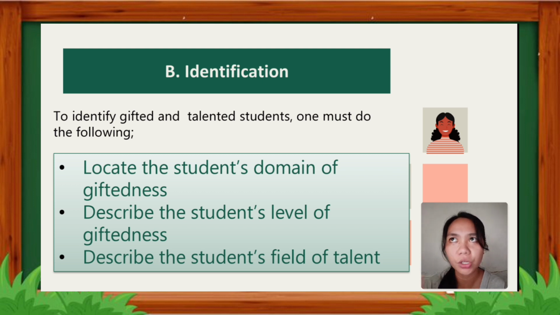And next is the moderately gifted. So their IQ is from 130 to 145. And the last is the highly gifted. So their IQ ranges from 145 to 160.